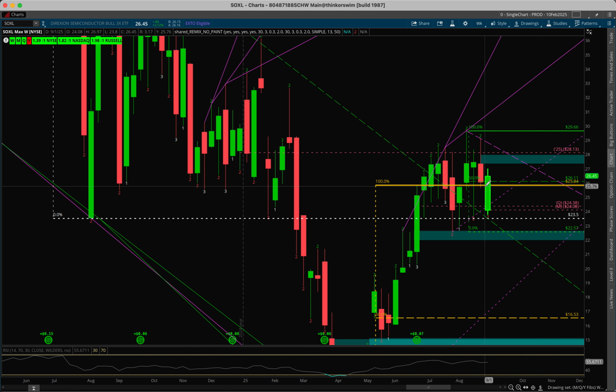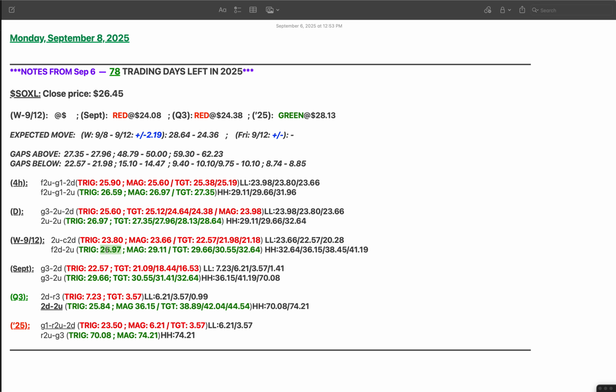Let's look at the triggers to the upside. We would have a failed 2 down, 2 up. So the failed 2 down, 2 up would target the high of the 2 up to the left of the 2 down. So it triggers at 26.97. And it would finish at this high at 29.11. So we've got that in our notes here. We've got 26.97 would trigger the failed 2 down, 2 up with a magnitude of 29.11. So that's a lot more to work with.